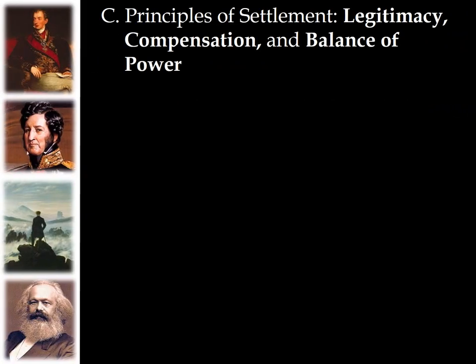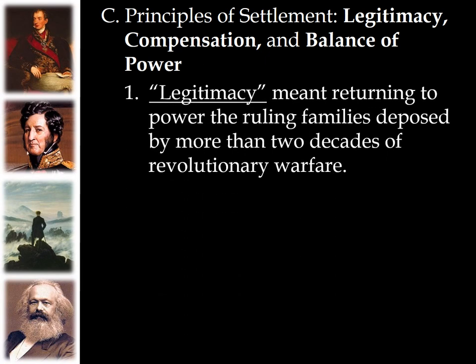Now, the principles of settlement at the Congress of Vienna are based around three big things: legitimacy, compensation, and balance of power. We'll discuss each of those. Legitimacy meant returning power to the ruling families that had been deposed by more than 2 decades of revolutionary warfare, in particular during the Napoleonic Age.